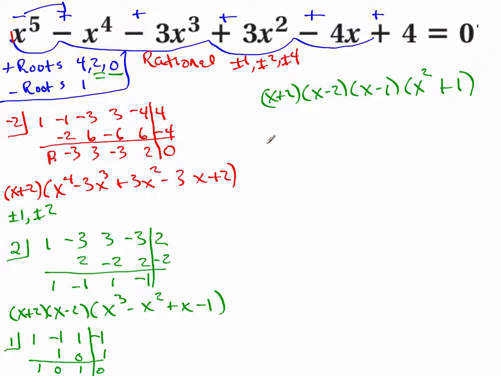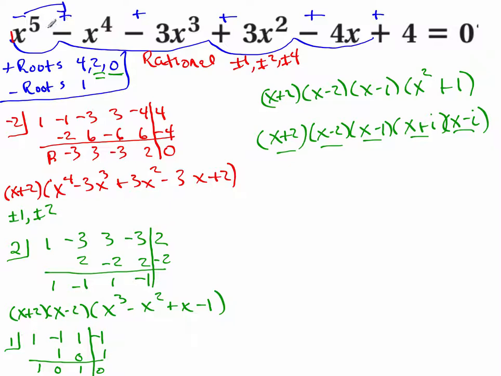So this is factored fully over the real plane, but to factor fully over the complex plane, this is going to be x plus 2, x minus 2, x minus 1, and this is a sum of squares, so this is going to be x plus the square root of negative 1, which is i, x minus i. I have 1, 2, 3, 4, 5 linear terms when I fully factor it over the complex plane.